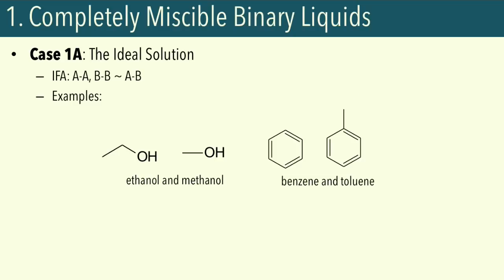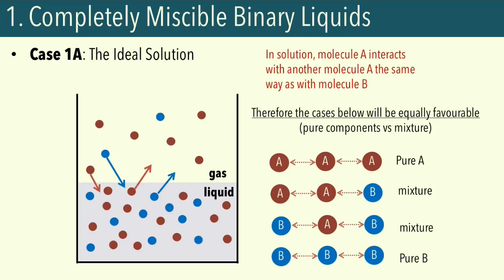Let's get a visual picture of all this happening. Here we have our solution. If you have an ideal solution, this implies that all of these interactions, the like interactions here of pure A, the A-B interactions here for the mixture, and then pure B over here, are all equally favorable. So interactions of the mixture are not favored over interactions of a pure system.